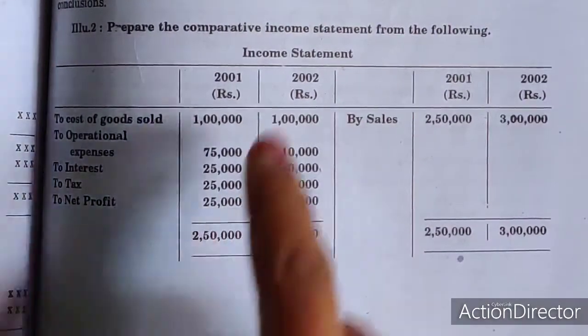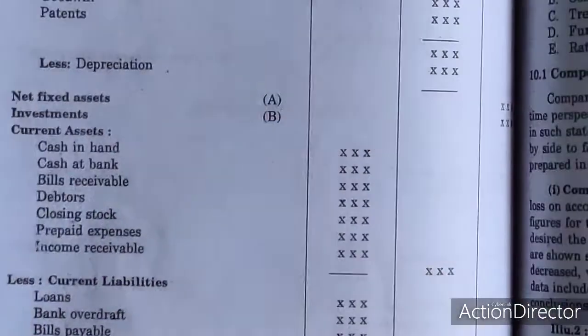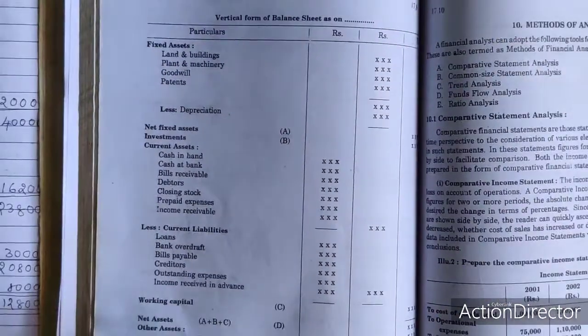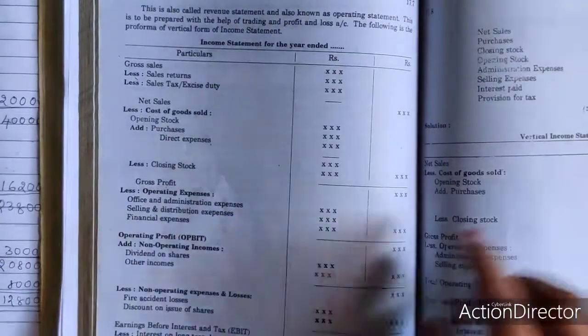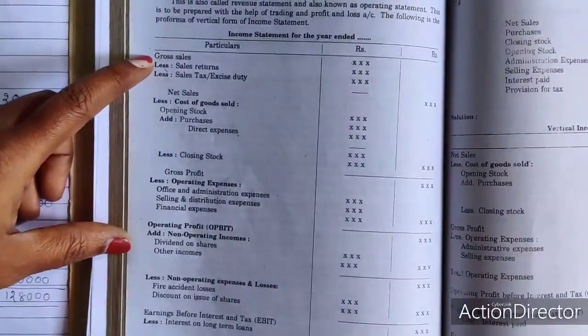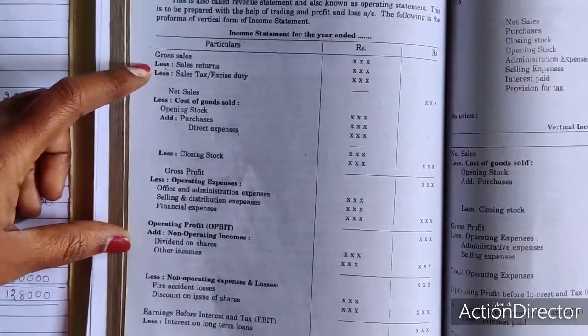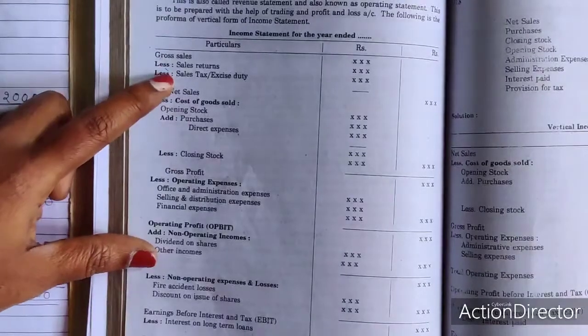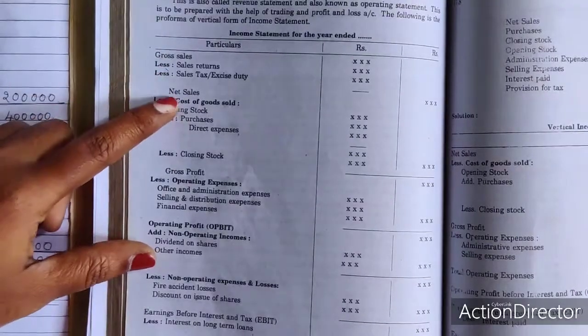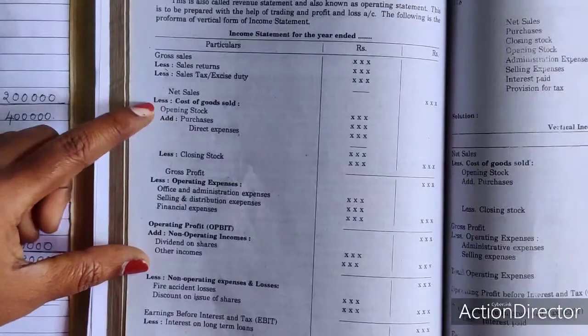So we have to prepare an income statement. We have already seen how the income statement should be prepared. So this is the income statement. In this income statement, we have to note gross sales. From this gross sales we have to deduct sales returns, sales tax, etc., and we will get the net sales. From this net sales we have to deduct the cost of goods sold.